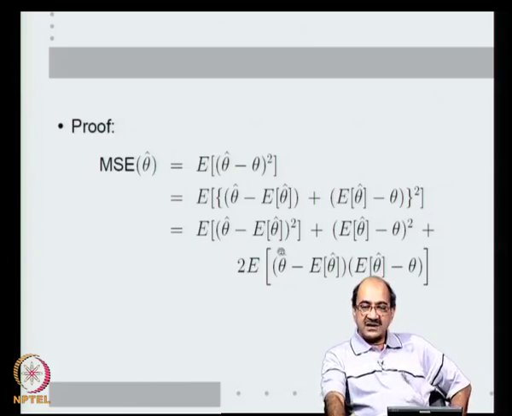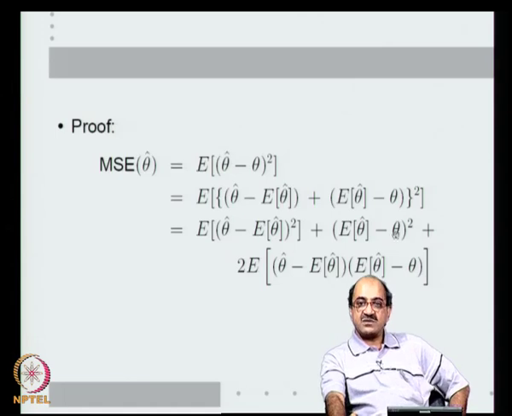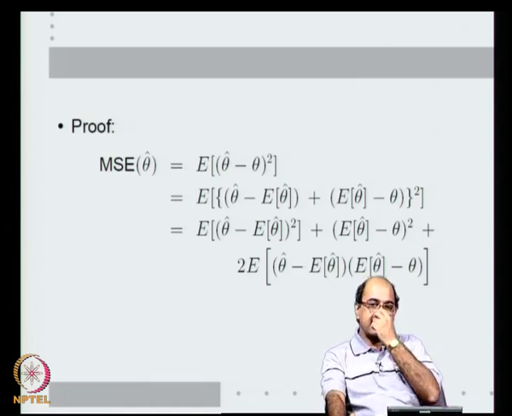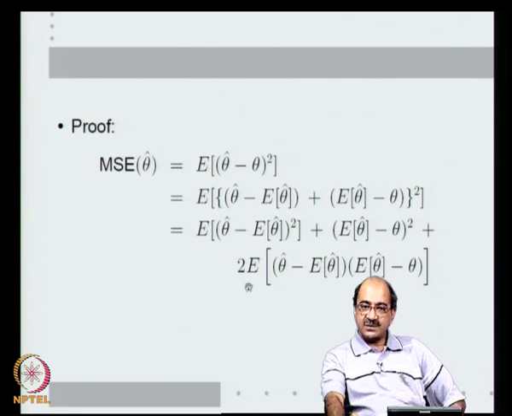Now, concentrate on this 2ab term. The second factor here, expectation of theta hat minus theta, is a constant, as we have already seen. Expectation of theta hat is a constant, theta is a constant. So, this constant can come out of the expectation. If it comes out, what is left is the expectation of theta hat minus expectation of theta hat. Push this expectation inside, I get expectation of theta hat minus expectation of theta hat, because the expectation of an expectation is itself, and expectation of theta hat minus expectation of theta hat is 0.